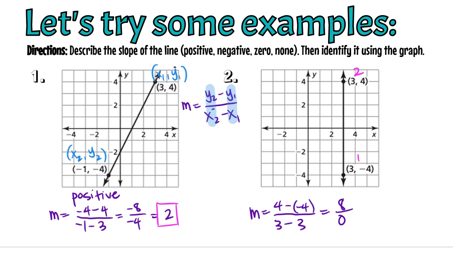And what do we know about dividing by 0? We know that it's undefined. So this is why our slope then is undefined. In fact, I don't even like this use of the word none here, because no slope kind of is similar to 0 slope. It would be better to write undefined slope.